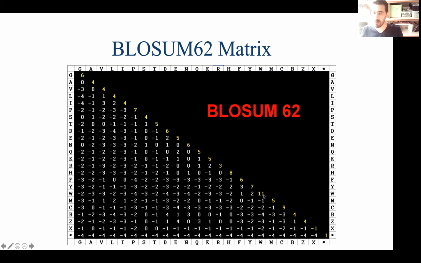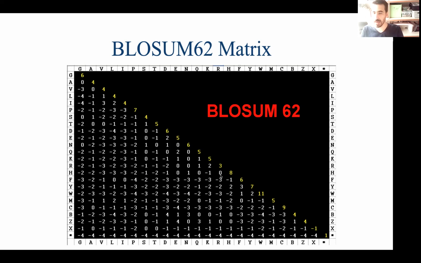Do you have any idea why this would be? For example, glycine, alanine is 4, tryptophan is 11. Why would that be? Does any of you have any idea? You can write to chat or you can speak up if you like. Okay, I will come to that.